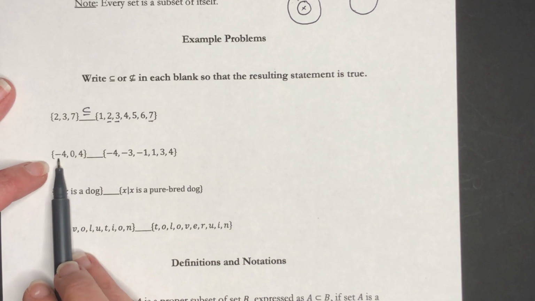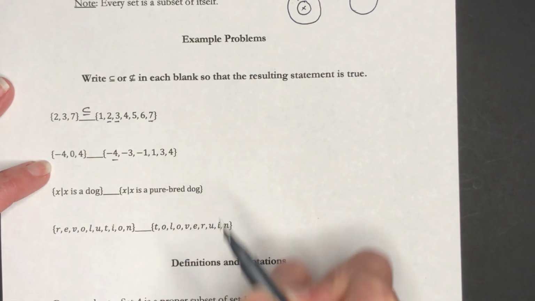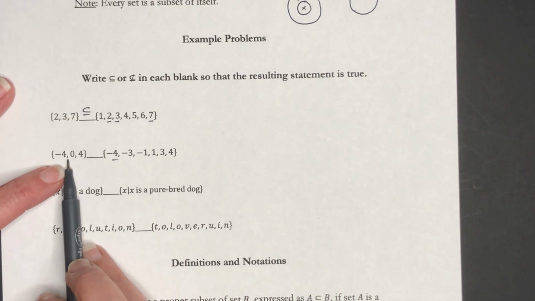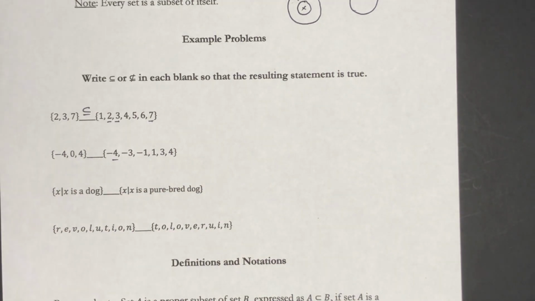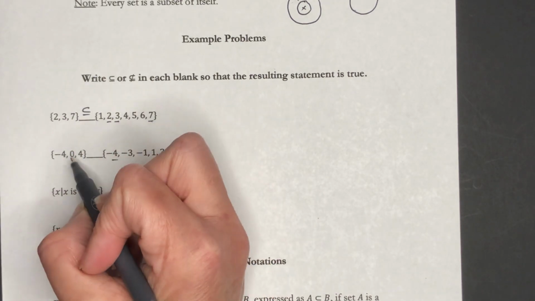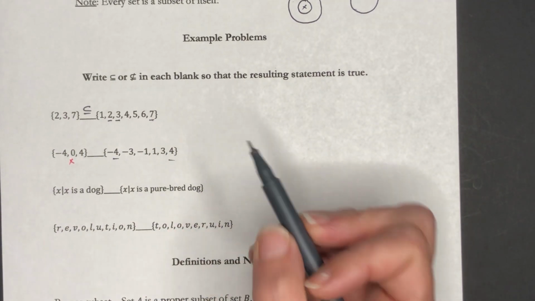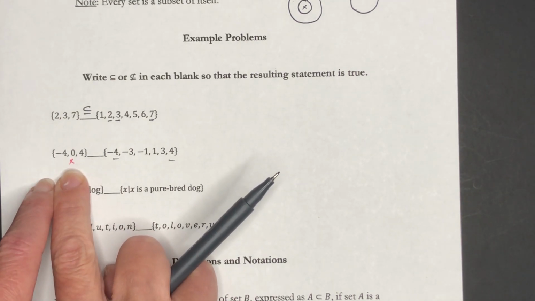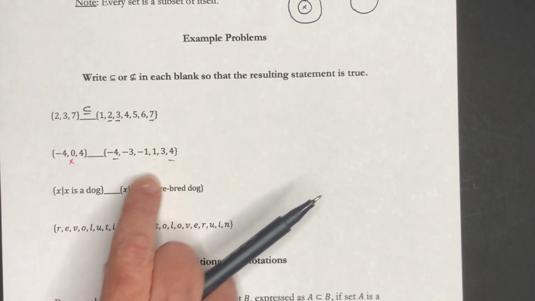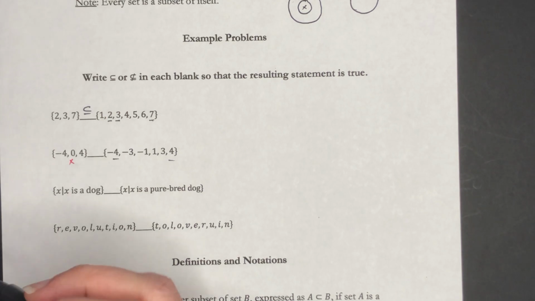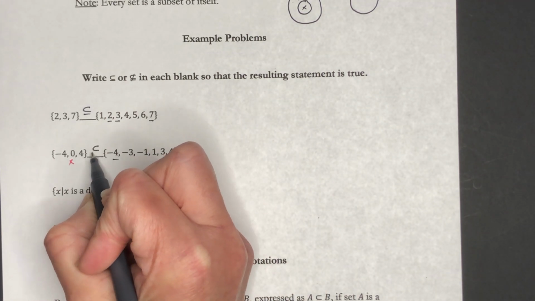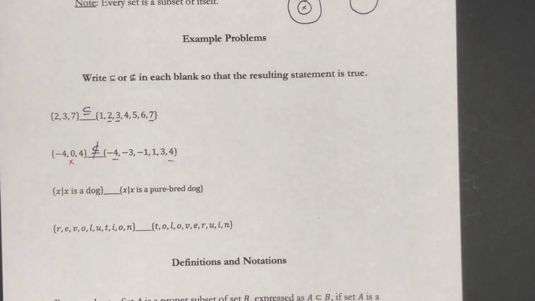Okay, now going on here, I have -4, and I have -4. I have 0, and look, there's no 0 over here. Now the 4 is there, but I do have one thing in this first set that is not over here, so it is not a subset. Just put the line through it.